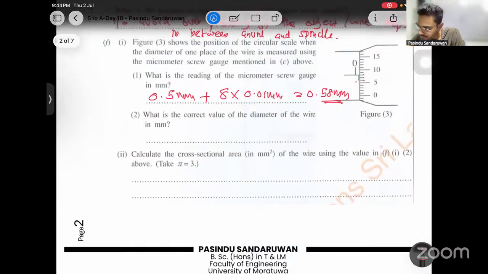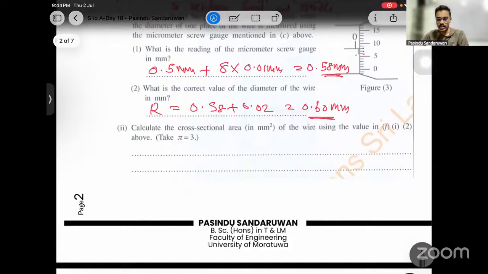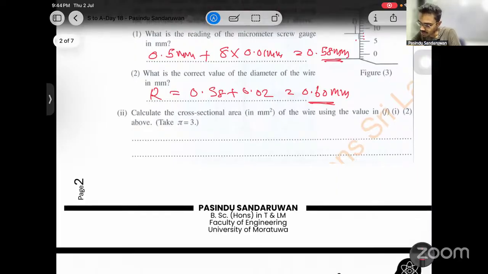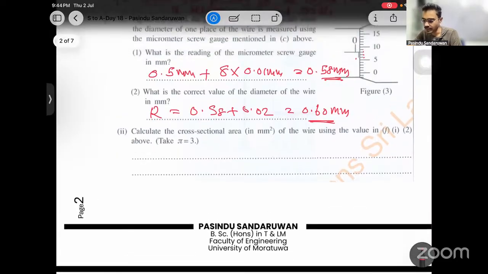Then the correct value is 0.58 plus that 0.02, that is 0.60 millimeters. 0.60 is a must for the mark. Just 0.6 will not get the mark. 0.60. Calculate the cross-sectional area in square millimeters of the wire using the value in F1, 1 and 2. F1, 2. All right, this one.